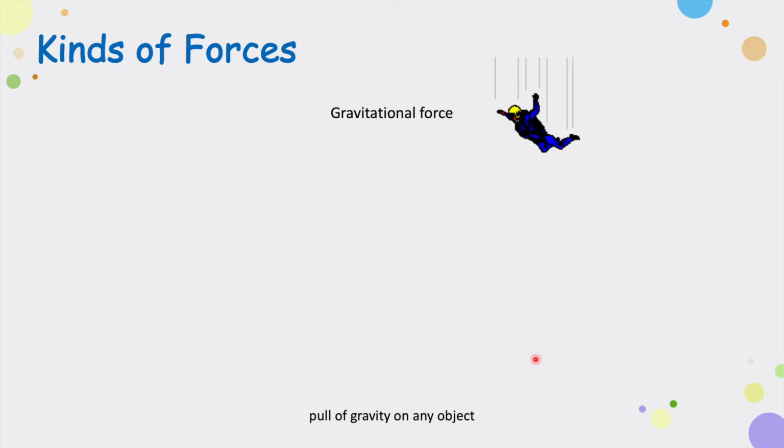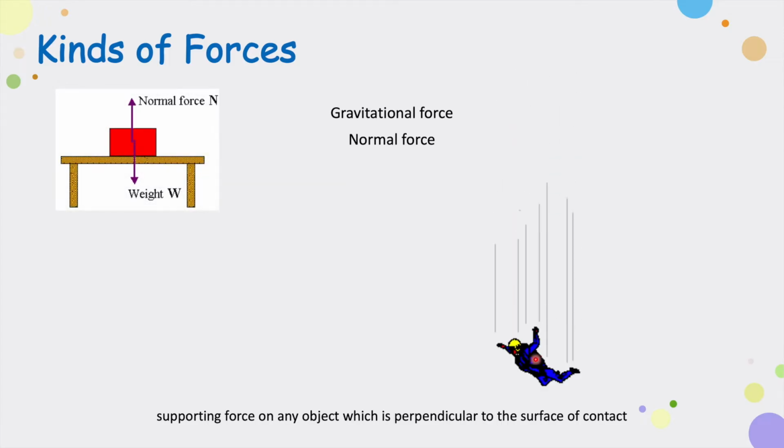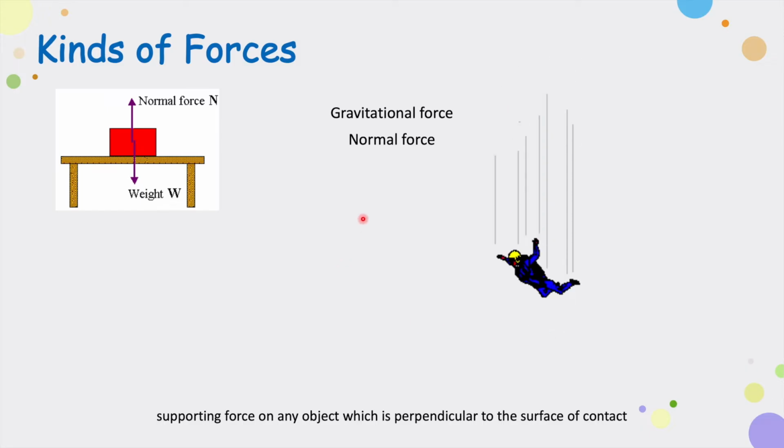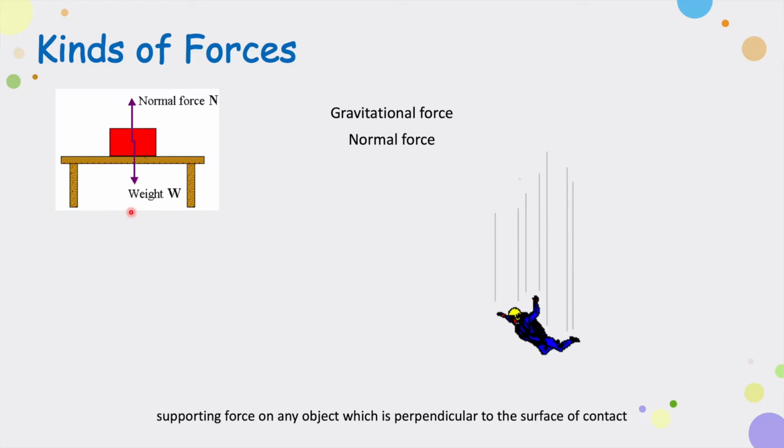There are other kinds of forces too. One is what we call gravitational force. This is a pull of gravity on any object. The other one is what we call normal force, a supporting force on any object which is perpendicular to the surface of contact. Take note, from the word itself, normal, meaning to say perpendicular. Next, I forgot to say that gravitational force is sometimes called weight. Okay? And its equation is simply equal to mass times acceleration due to gravity, g.